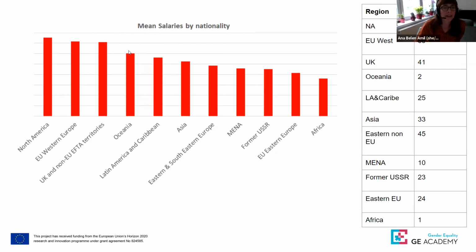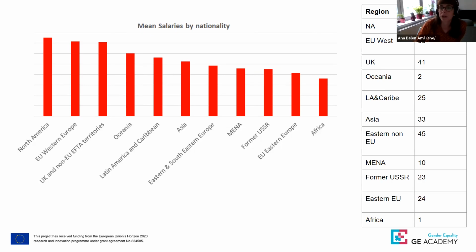So we have the mean salaries here by nationality. I erased the numbers. We know the numbers, but they're not relevant. And you can see here something that totally reflects the global power dynamics. The higher salaries go to North America, EU Western Europe, and UK, and then Oceania, Latin America, Asia, Eastern Europe, MENA region, former USSR, EU Eastern Europe, and Africa, they go downwards.